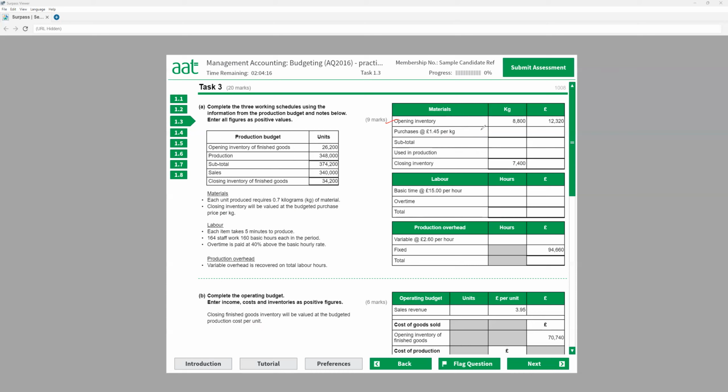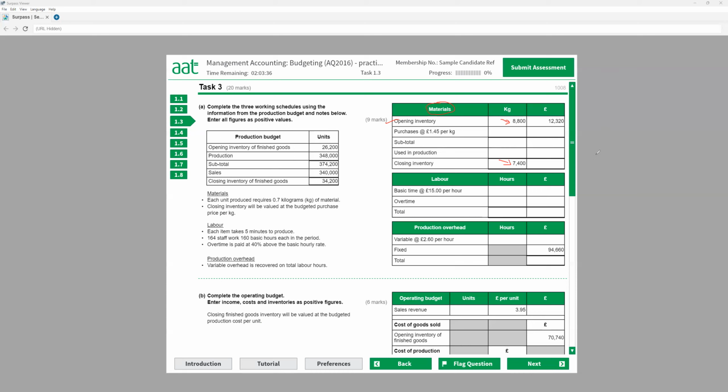Now remember, to find out how many kilos of material I need to purchase, I need to do a little working. That is how many I already have, because obviously I don't need to buy that. 8,800 kilos I already have, so I will subtract that. And also, I want to keep 7,400 at the end of the period. So this will be the closing, and it will be added.